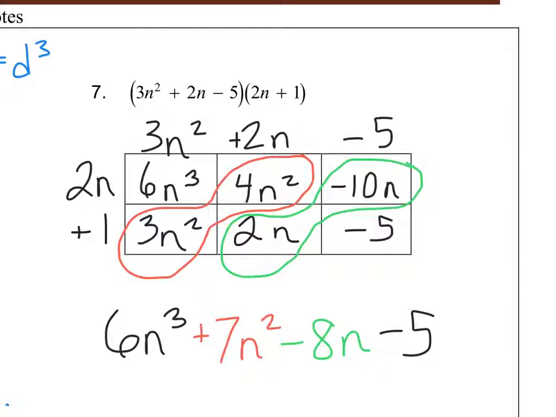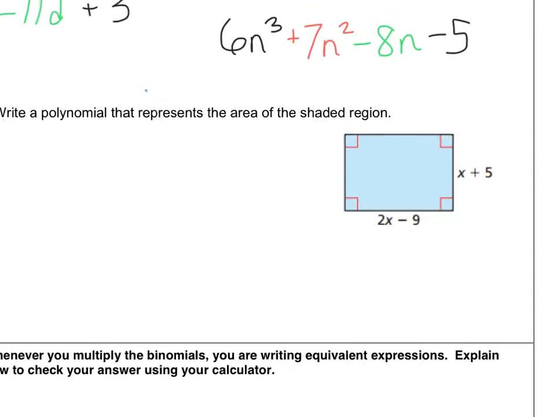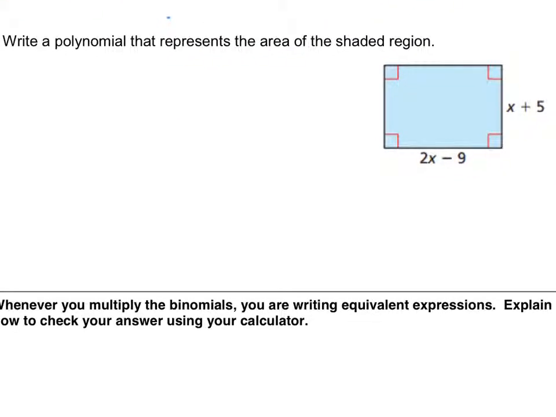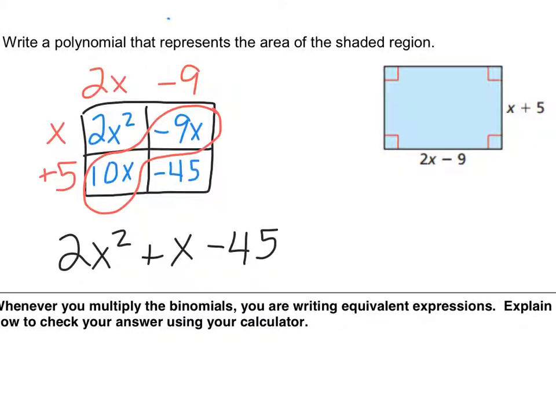The next one is actually just putting it into a real life situation where they've given us a rectangle and want to know the area. And if you remember, area is just length times width. So we're going to write it as 2 binomials, and we will write our 2 by 2 box and solve it. So pause the video and turn it back on to check your answer. Okay, and our answer is 2x squared plus x minus 45.